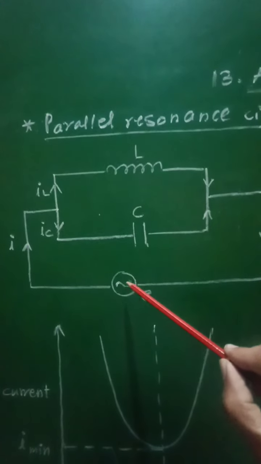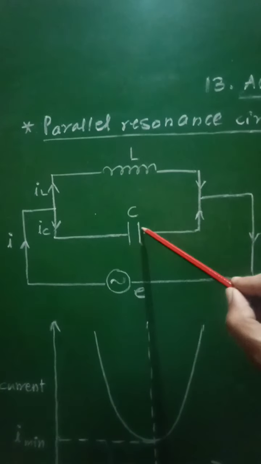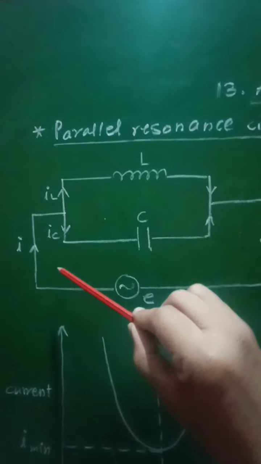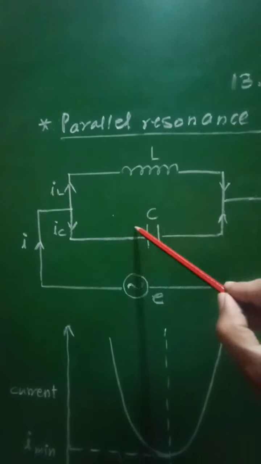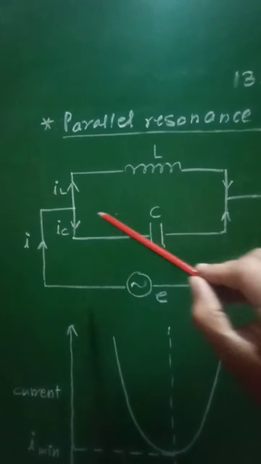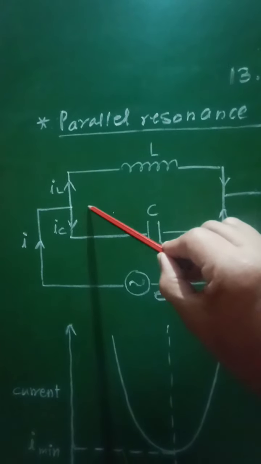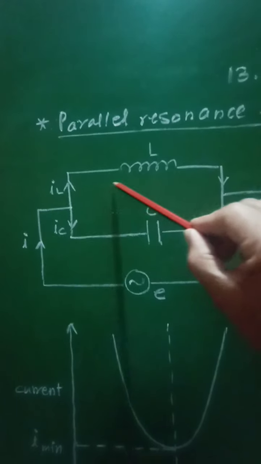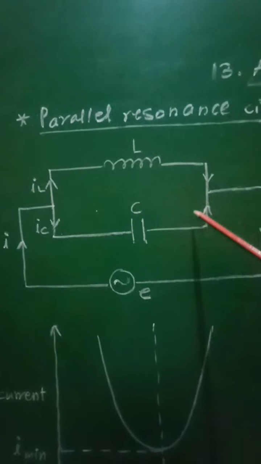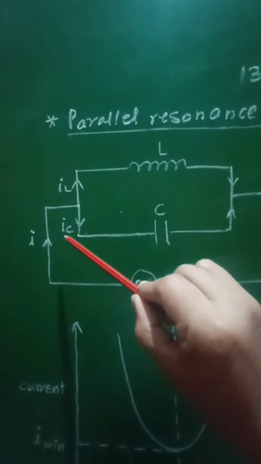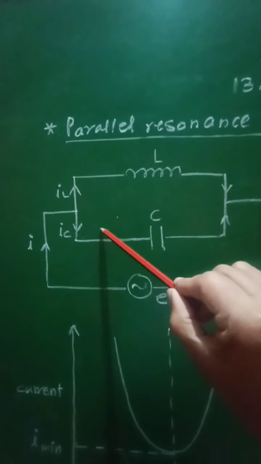When alternating EMF E is applied to this parallel combination of L and C, the current flowing through the circuit is I. As L and C are connected in parallel, the current I will get divided into two parts. IL is the current flowing through the inductor and IC is the current flowing through the capacitor, and therefore the total current I will be equal to IL plus IC.